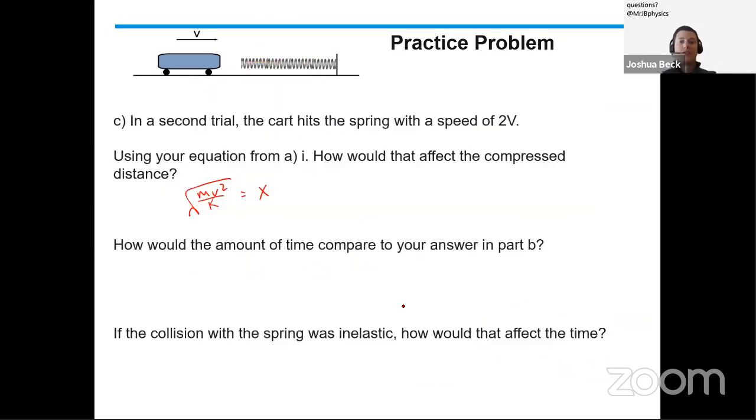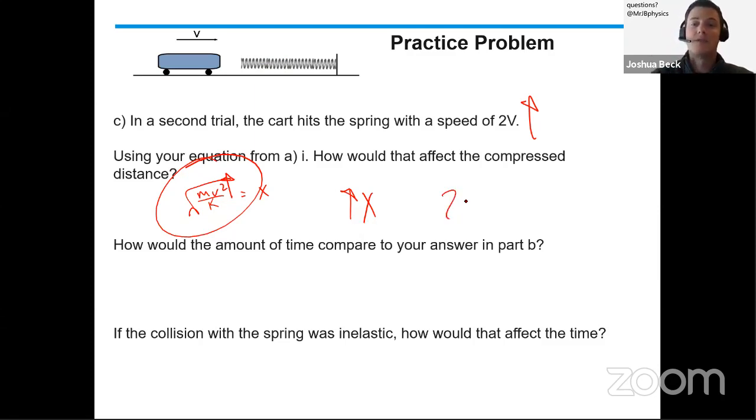Now in the second trial, the cart hits the spring with a different speed. All right, so we're going to take some of these equations we just used and address this problem again from a little bit different perspective. Okay, so how would this affect the compressed distance? Well, using this equation, if I increase my velocity, that's going to increase the maximum displacement. By how much? Okay, well, I'm going to double it and then square it, so that's 4 times, but then I'm going to take the square root, so it's actually going to be 2 times. How would the time compare to part B?